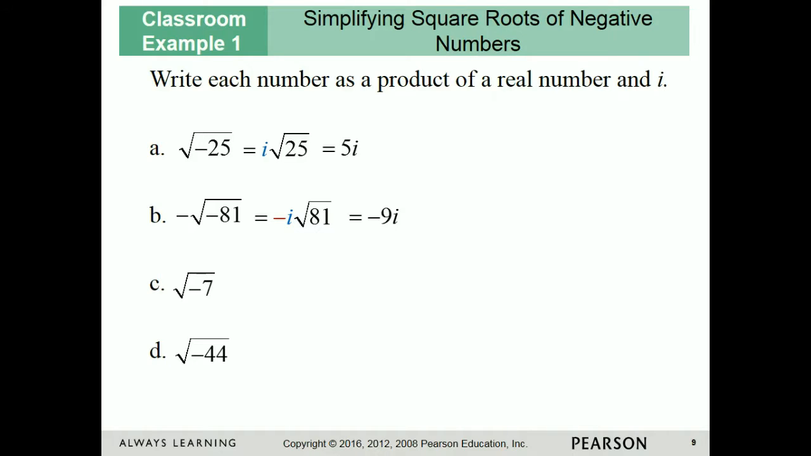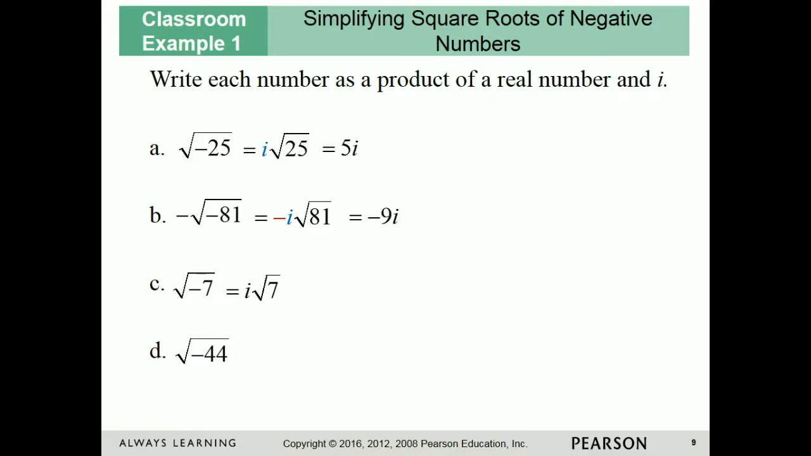Now in C we have a situation where we don't have a perfect square root. So the first thing to do is indicate the lowercase i there, getting rid of that square root of negative 1 part, and then it is simplified as far as it will go. i square root of 7, because we can't simplify the square root of 7 any further.